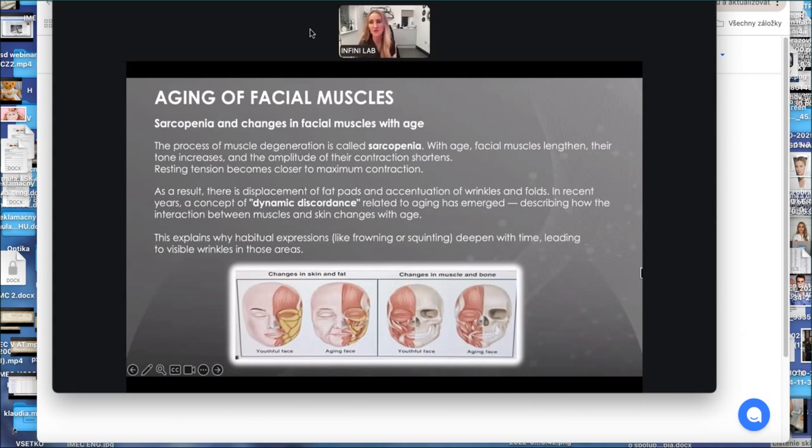So remember that with age, the using of botulinum toxin, which helps relax, of course, muscle is absolutely reasonable.